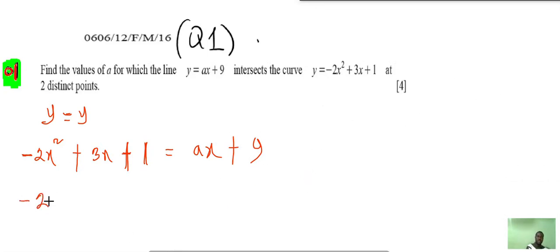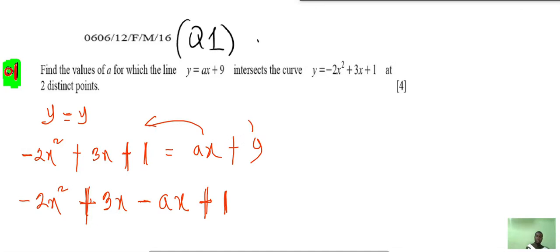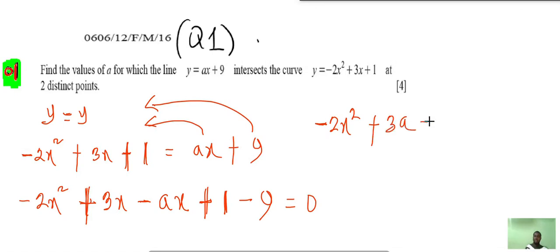So I have negative 2x squared here, which is still fine. Any other x squared? No. Plus 3x, I'm going to transfer. I want all x together. Plus 1, I want all constant together. Negative 9 equals 0. Try to solve it and avoid mistakes. So negative 2x squared plus 3x minus ax, 1 minus 9 is minus 8, equals 0.